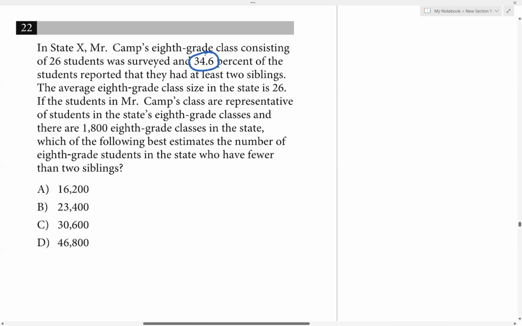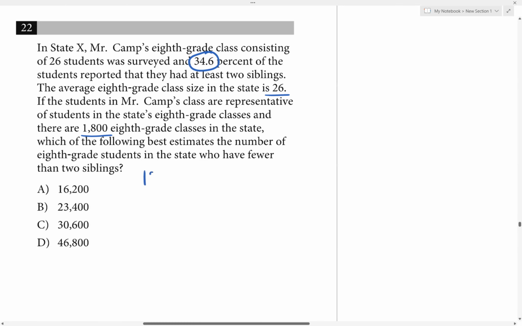Okay, so we're assuming it's a good survey, right? Everything is good. It says good representation for the whole population. So we can use this percentage for the whole entire population. All right. But then we do have to figure out first what's the total population here. So we have 1,800 8th grade classes, and each class has, on average, 26 students. So we can find the total number of 8th grade students first.